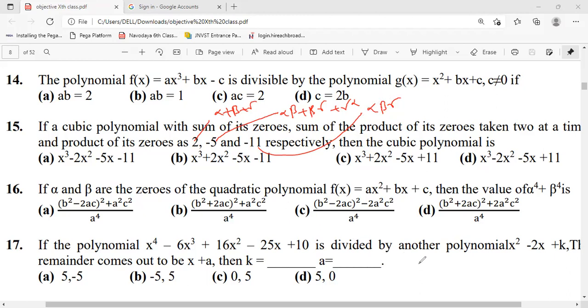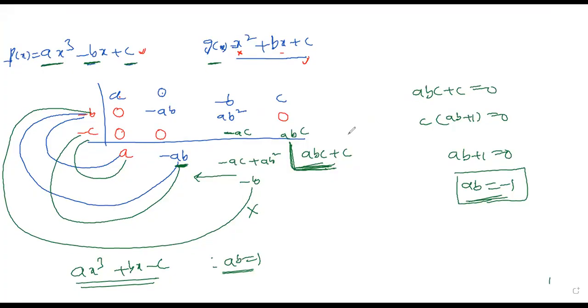We have one formula to find the cubic polynomial. I already said how to find the quadratic polynomial if you know its two zeros. Now we will see how to find the cubic polynomial if you know the three zeros. For two zeros, alpha and beta, what formula did we write? P of x is equal to x square minus of alpha plus beta into x plus alpha beta. This is if you know the two zeros of the quadratic polynomial.